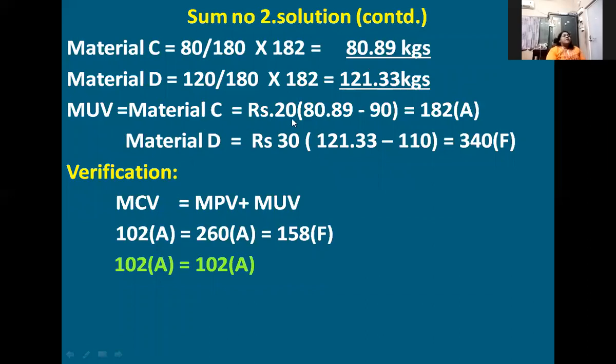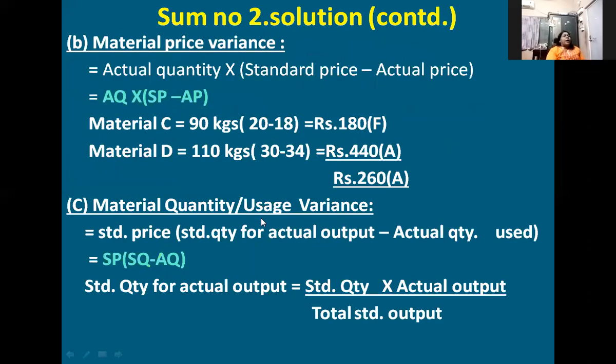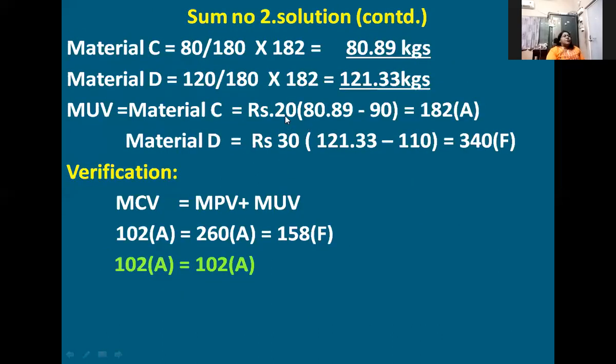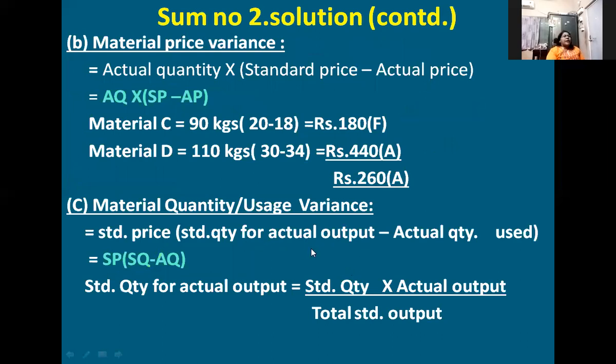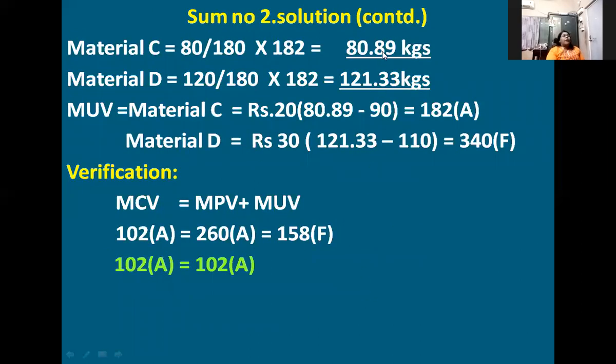So material C is equal to, you have the formula here, standard price. So what are the standard prices of C and D? And get the answers of standard quantity. Already we calculated 80.89 and 121.33 separately for C and D. Put it here. And then already we have the information, the problem says what the actual quantity is. It's given in the problem. Multiply with the resulting answer of quantity, that is the actual price and everything. You will get the answer like this.